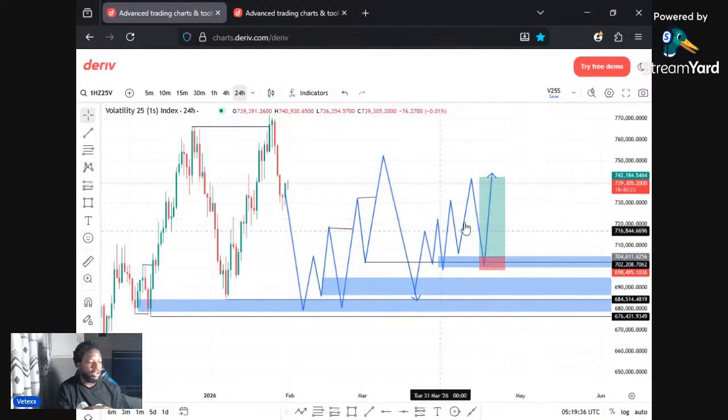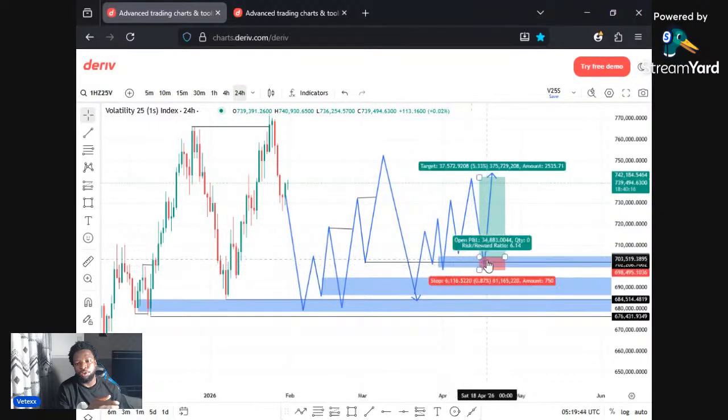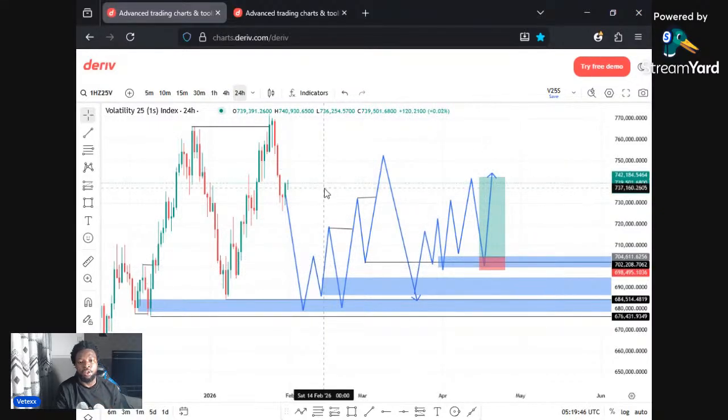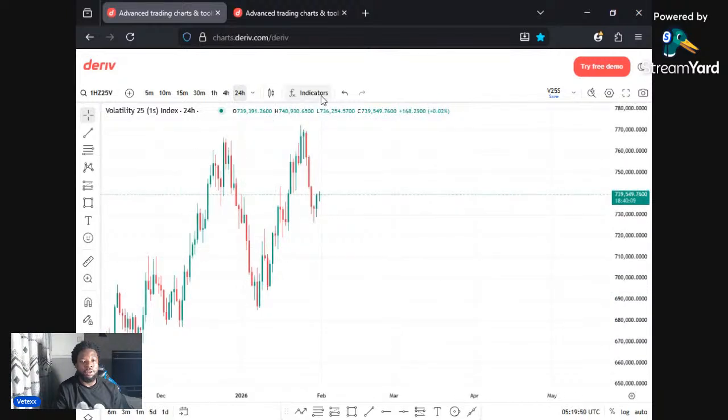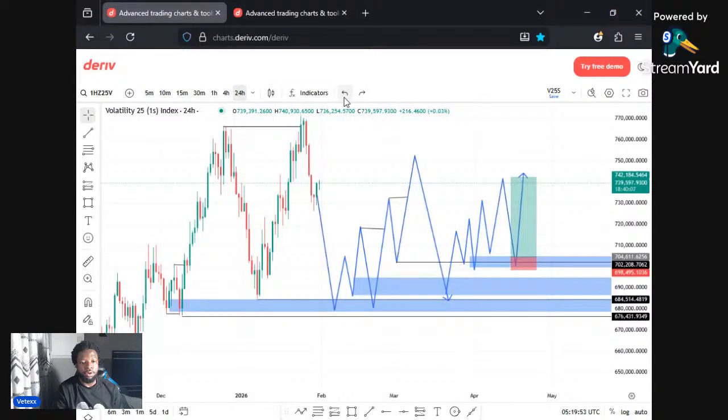So this is basically the whole system. It's sweep of liquidity, break of structure, structural liquidity, second break, price taps into the POI and starts moving to the opposite direction. Now this is what we have on V25. We already have this POI right here.